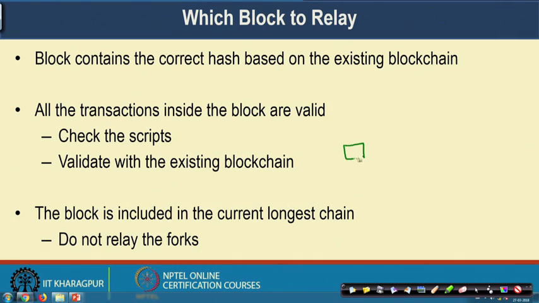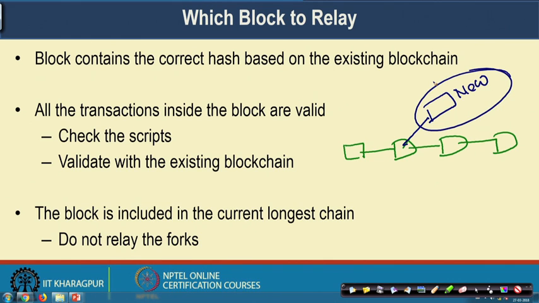So that means in a blockchain, say this is the longest chain and a new block is included here. If this is a new block, then you should not accept this new block, because this new block is included as a fork and not as a part of the longest chain that you have.